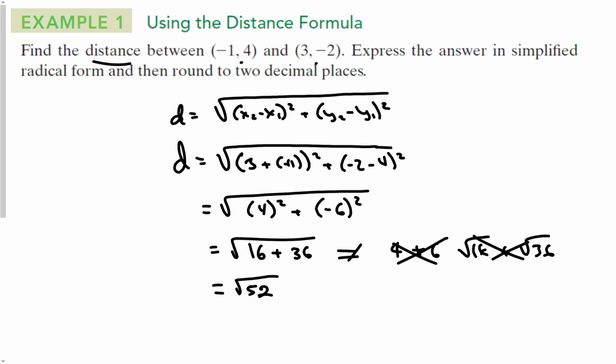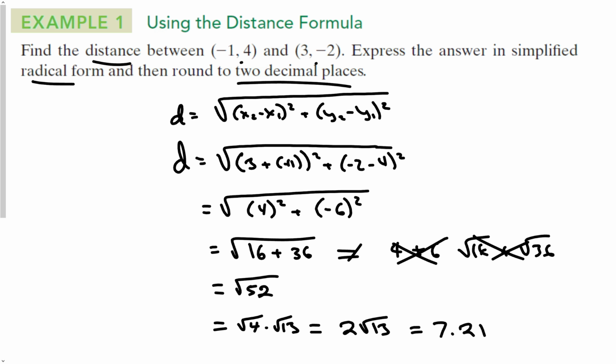Express the answer in simplified radical form, and then round to 2 decimal points. So 2 different ways to calculate my answer here. The first is to split it into a radical form. So that's radical 4 times radical 13, which would be 2 radical 13. And then if I pop this into a calculator, I would get that it is about 7.21.